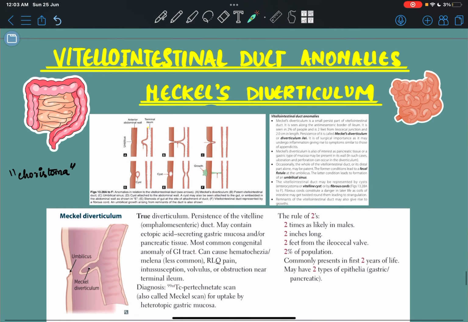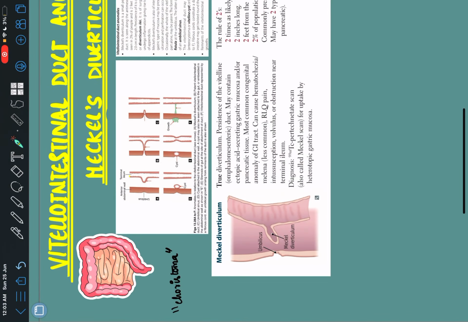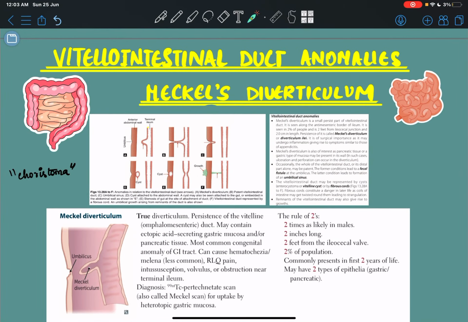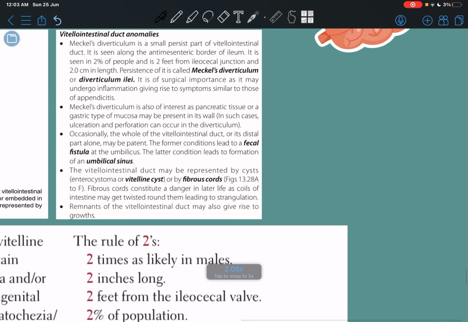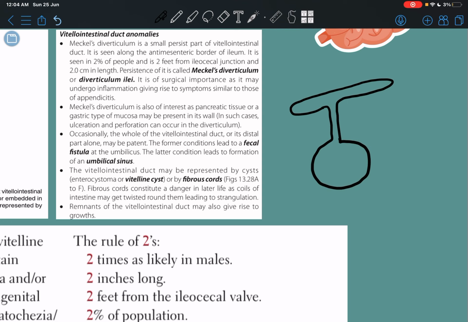This video is about Vitellointestinal duct anomalies, but more specifically Meckel's diverticulum. Before going to the anomalies, normally after the folding of the embryo, you get your gut tube, somewhat like that, which is connected to your definitive yolk sac by a duct. This is called the Vitellointestinal duct, also called the omphalomesenteric duct.